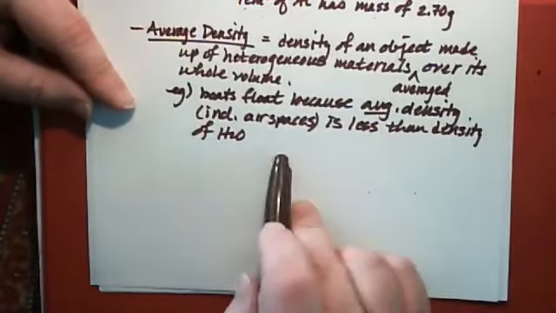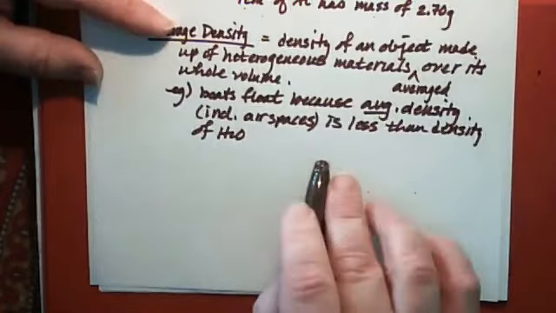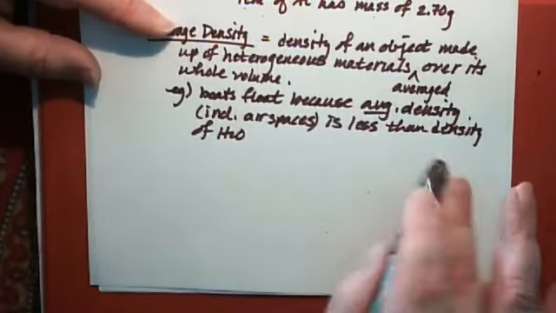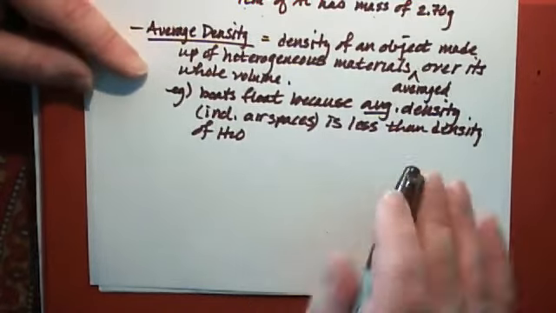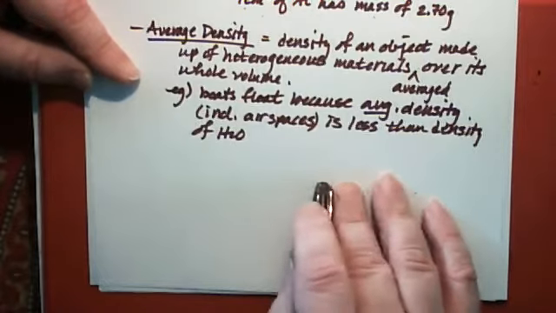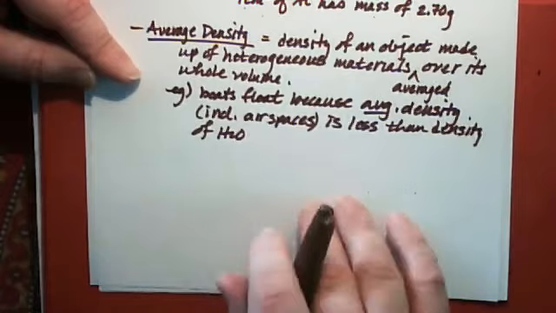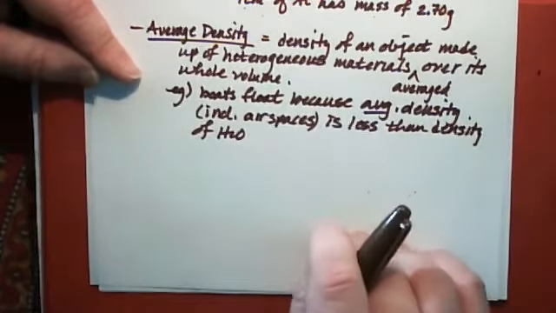If the boat springs a leak and starts filling up with water, then you're essentially replacing air in those airspaces with water, which when averaged together with all of those materials like aluminum or steel or fiberglass that are more dense than water, your average density now is going to be greater than water and the boat's going to sink.